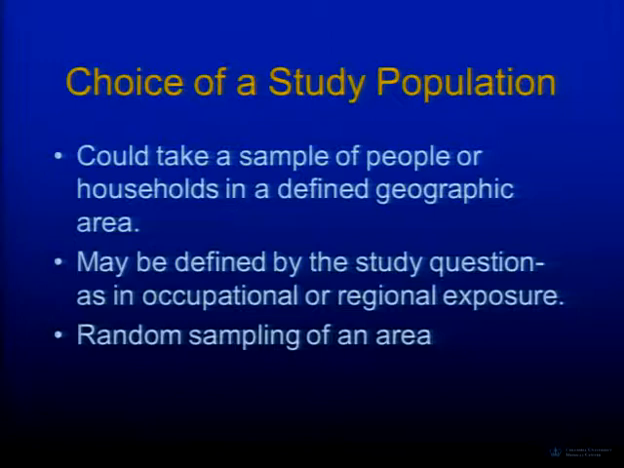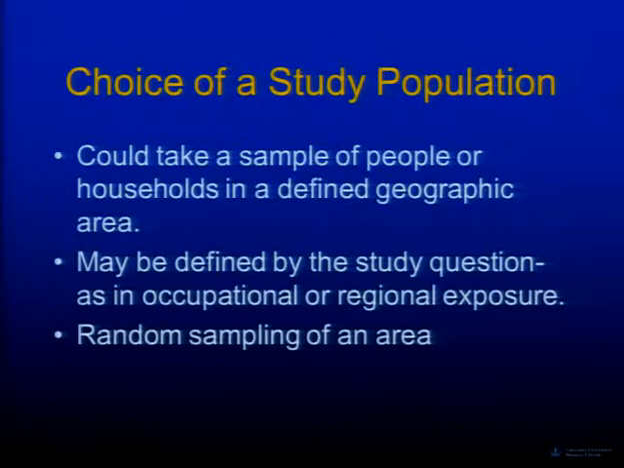So if we are going to go about doing a cross-sectional study and we want to end up with all of this information to put in the fourfold table, we need to think about, well, who's our study population? Is it going to be a sample of people or households in a defined geographic area? Is it defined by the study question, an occupational or a regional exposure? Or are we randomly going to sample an area like the NHANES for the United States?